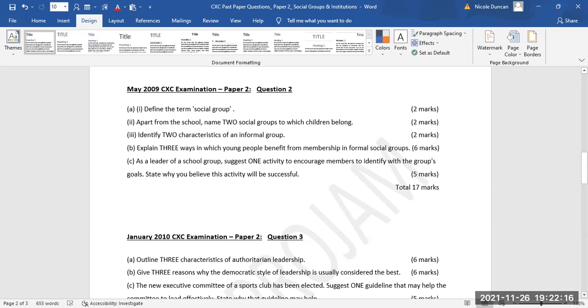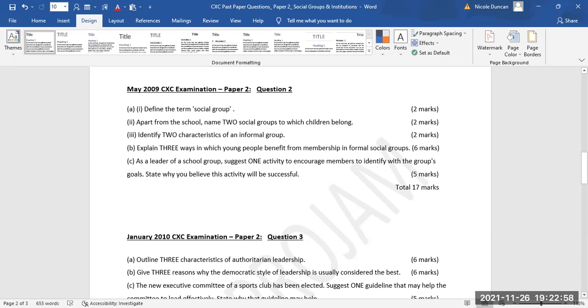A to I, numeral I, 2 marks. Apart from the school, can you name 2 social groups to which children belong? Which other groups do children belong to? Not the school now, because we know the school is one, but they don't want you to give that example. Church. All right, so children belong to church, but the entire group is not a church, but it's accepted. Any other? Just 2 they want from you.